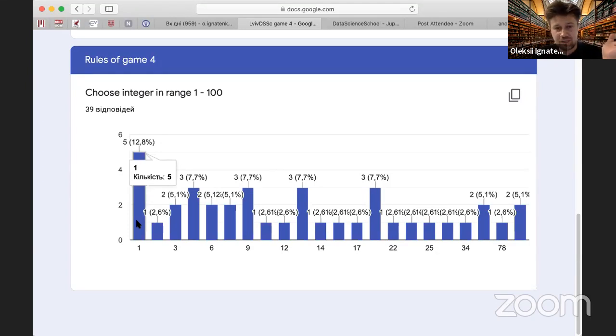Five players named one, one player named two, two players named three, three players named four, two players named six, two players named seven, three players named nine. Also very interesting: 2, 3, 4, 6, 7, 9. So 8 and 5, it's not. Then 11, 12, 13, and so on. And then we have also 299 numbers. So this is quite interesting.